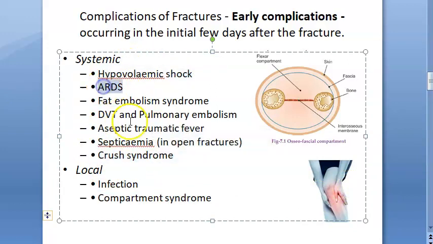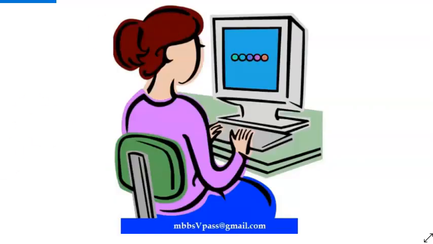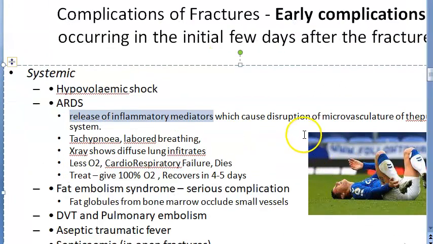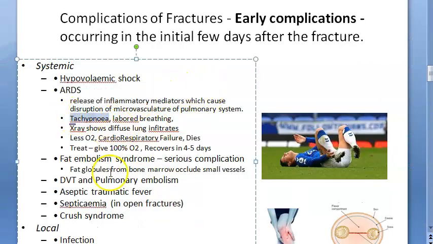So now let us look at this ARDS, acute respiratory distress syndrome. They exactly don't know why ARDS happens, but they are thinking that there is some release of inflammatory mediators, guys, which cause the disruption of the microvasculature of the pulmonary system. That is your lungs, right? That's what they have written here. So what will happen? Early complication, right? After the fall, it's not an immediate complication, it's early.